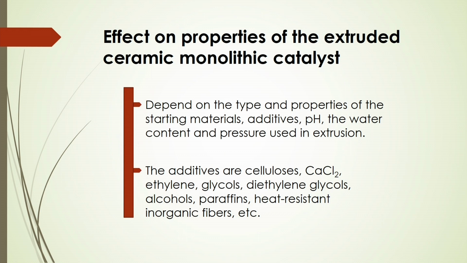To get mechanical strength, there should not be too much water content in the structure. And pressure is also another important factor which may affect the mechanical properties of the extruded ceramic monolithic catalyst. The additives generally used are celluloses, calcium chloride, ethylene glycols, diethylene glycols, even alcohols, paraffins, heat resistant inorganic fibers, etc. So, these are the additives generally used in the extrusion process to make the ceramic monolithic catalyst.